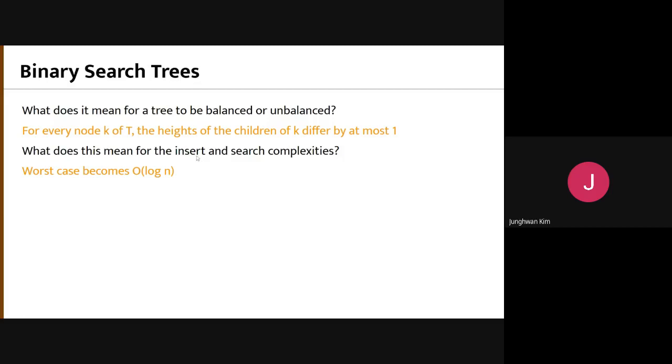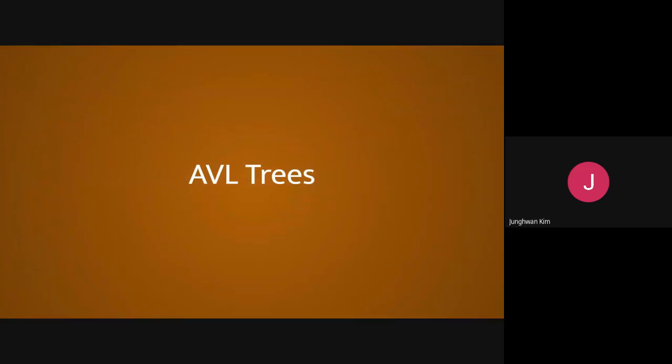And what does this mean for insertion and search in the binary search tree? If the tree is balanced, then all the traversals to find specific elements take log n time. But if it's extremely unbalanced, like the chain that I mentioned before, then the worst case complexity can be O of n, linear time. So we want log n time insertion and search. We would like our binary search tree to be balanced, but it's not always guaranteed because it depends on the order of insertion and deletion that we perform on the tree. So that's where the AVL tree comes in.